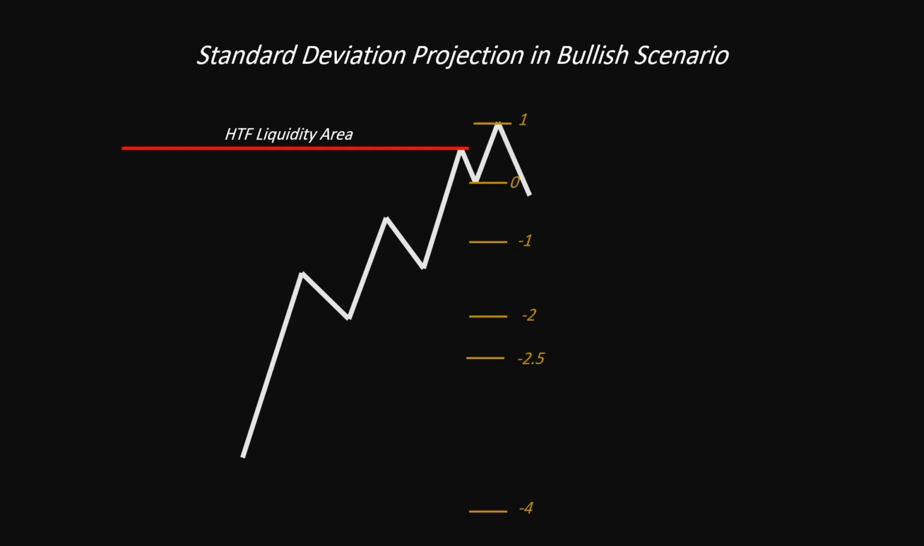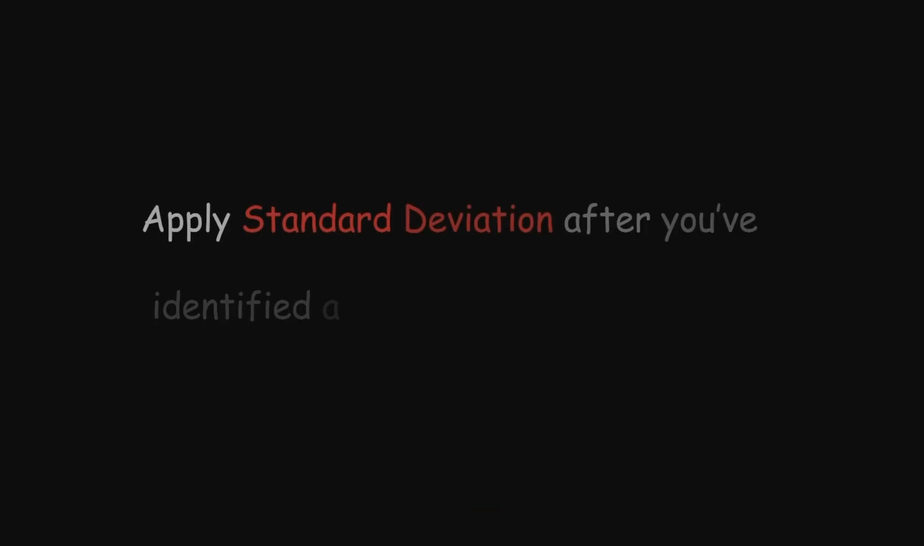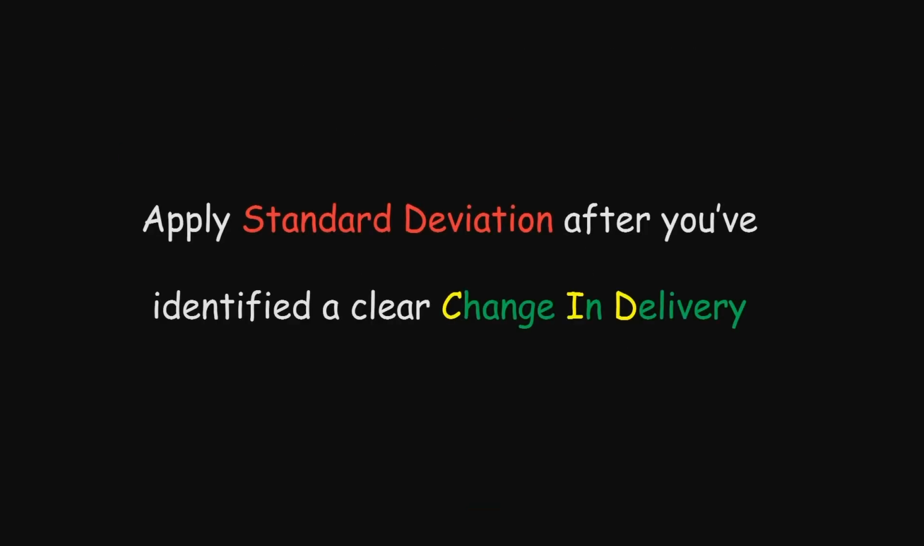When price makes a manipulation leg or a big move off a key level, standard deviation helps you map out realistic targets instead of just guessing or trading on emotion. Here's the key part. You only want to use standard deviation after you've spotted a clear change in delivery, meaning when the market shifts direction. For example, say we're in a downtrend and price suddenly flips bullish. You'll see it sweep liquidity first. That move right there is the manipulation leg.